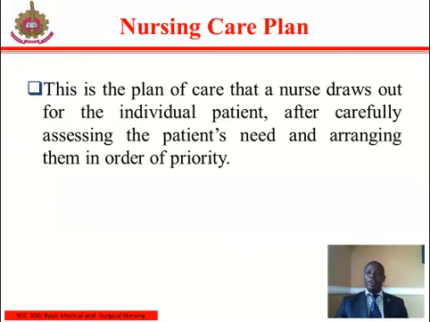Nursing care plan. This is the plan of care that a nurse draws out for the individual patient after carefully assessing the patient's needs and arranging them in order of priority. The nursing plan begins with the nursing diagnostic statement and progresses to the goal and objective. Once these are identified, unique nursing orders are selected to help the client achieve the goals and objectives.